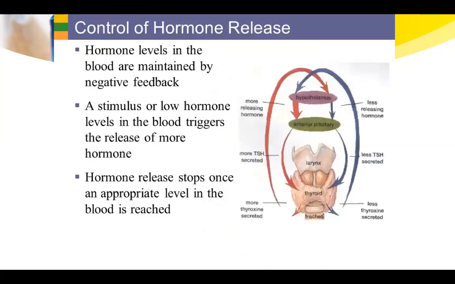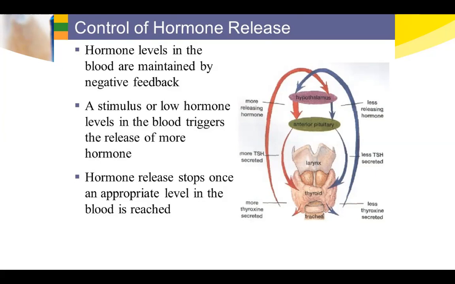Control of hormone release. Suppose you set a thermostat at 20 degrees Celsius. If the room temperature falls below 20 degrees Celsius, the thermostat signals the furnace to turn on. When the heat of the furnace warms the room to 20 degrees Celsius, the thermostat shuts off the furnace.